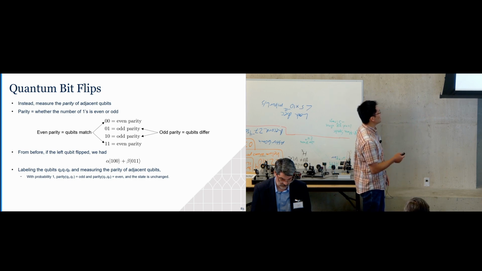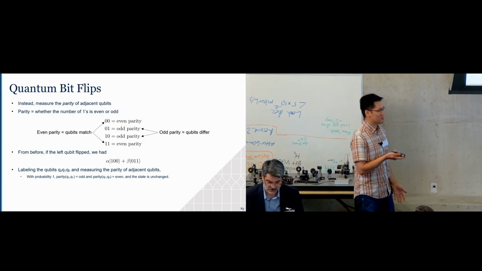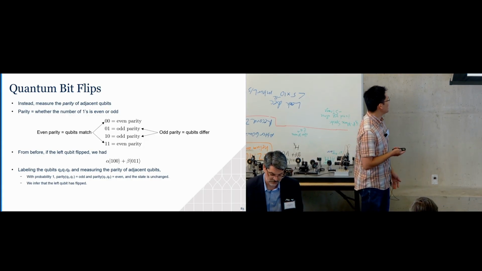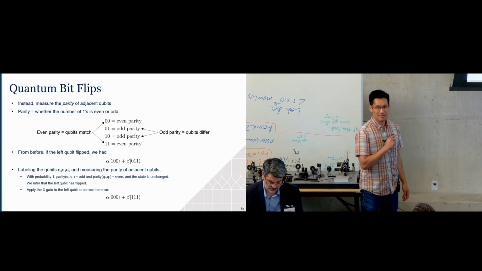And so now you know the left 2 qubits don't match. The right 2 qubits do match. Where's the bit flip? It must be in the left qubit. So you can apply an X gate to the left qubit, and that corrects your error. So now you have your nice state again.